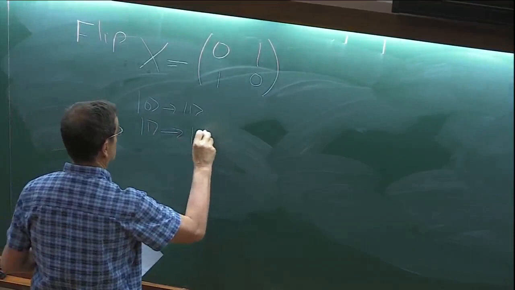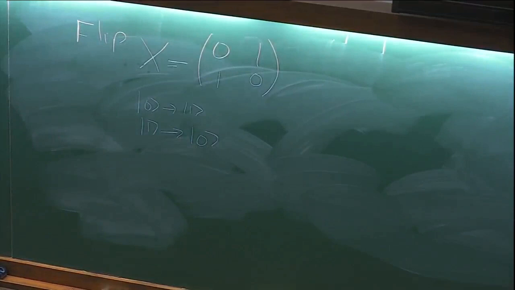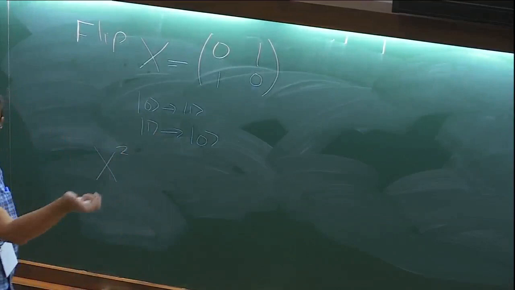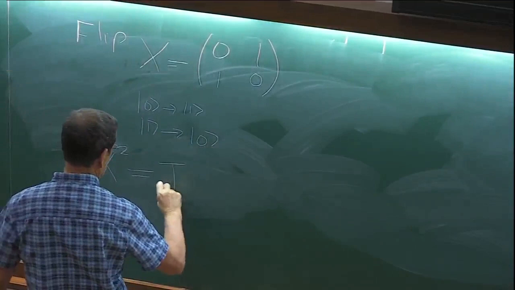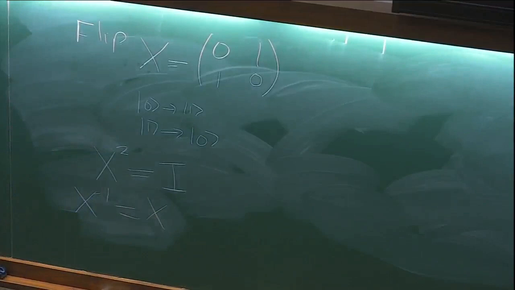And you clearly see that if you do X twice, you flip and you flip it back, you just get the identity, and trivially you can square that matrix. So X to the minus 1 is equal to X. Clearly it is a reversible operation. And as I understand it, the identity and the flip are the only reversible one-bit operations which are permitted classically.